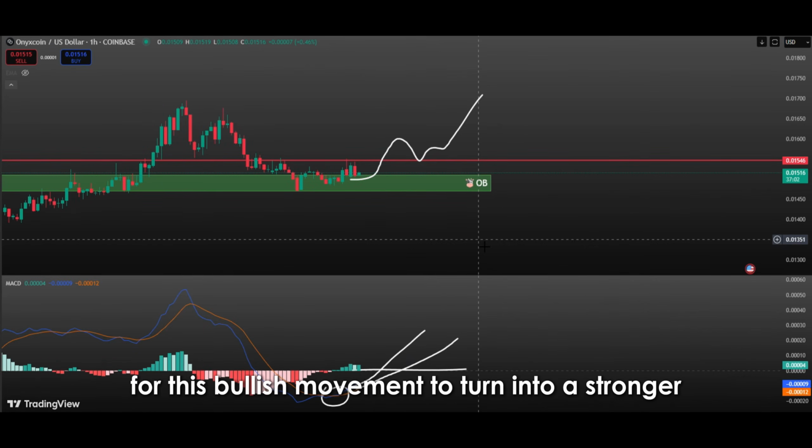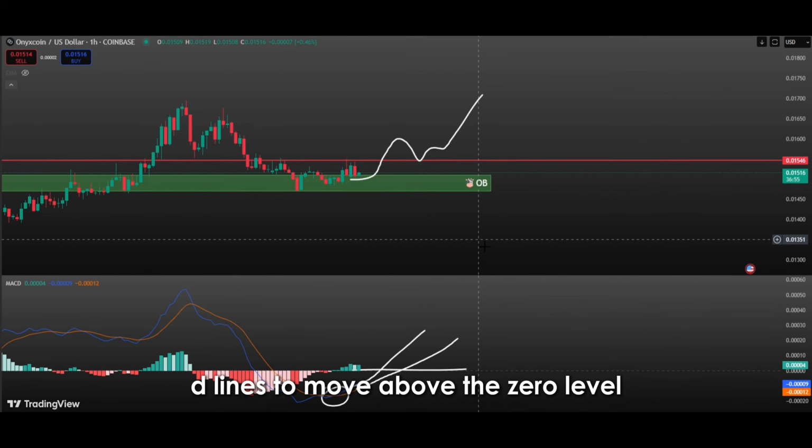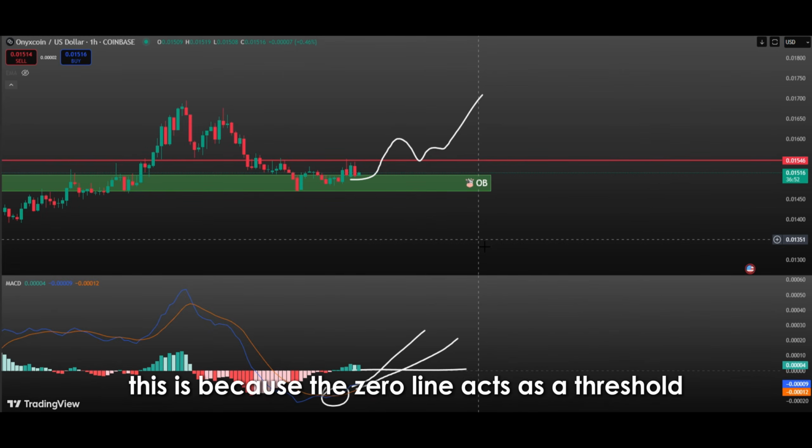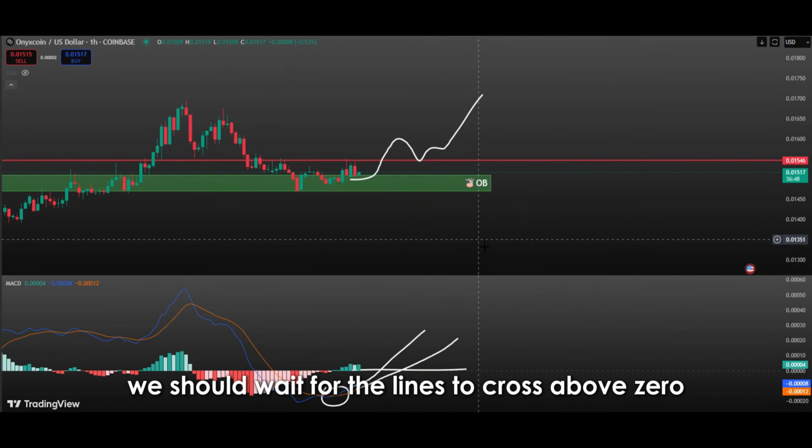However, for this bullish movement to turn into a stronger upward wave, the next important step is for the MACD lines to move above the zero level. This is because the zero line acts as a threshold level in the MACD indicator. We should wait for the lines to cross above zero.